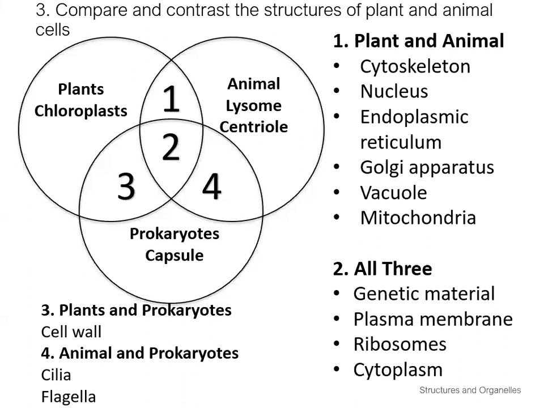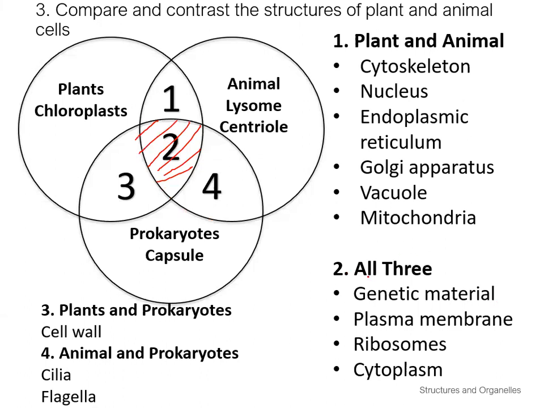If you've ever seen these before, this is a Venn diagram, right? Anything that's in here, you're noticing is intersecting all 3 of these. It means that they're prokaryotic, eukaryotic, those are animals, and then we have plant cells, right? So there's technically 3. All 3 of them have genetic material. They have plasma membranes. They have ribosomes and cytoplasm.